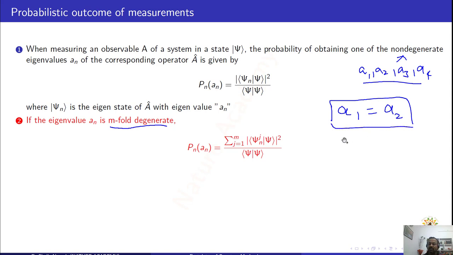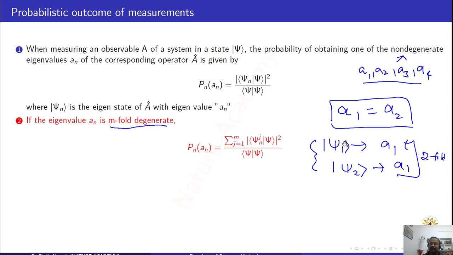In other words, different wave functions may have the same eigenvalue. For example, wave function psi1 has eigenvalue a1, and the psi2 wave function also has the same eigenvalue a1. Then I can call a1 a degenerate eigenvalue, and these two are eigenfunctions. So different states may have the same eigenvalue. Such eigenvalues are known as degenerate eigenvalues. If two states share it, this will be twofold degenerate. If three are the same, that will be known as threefold degenerate.